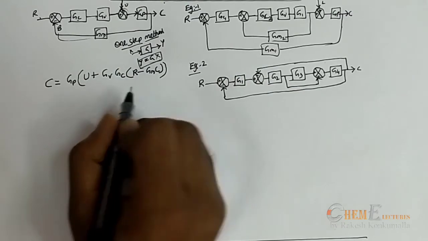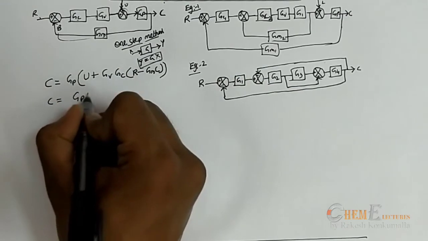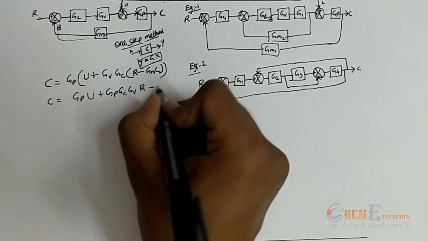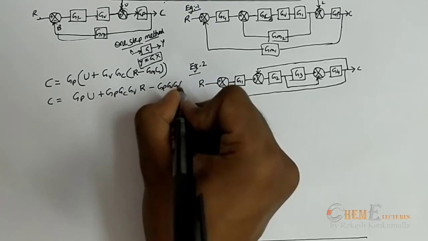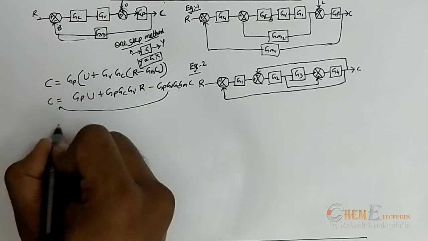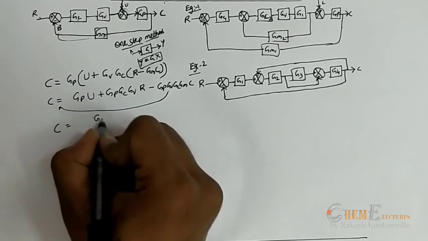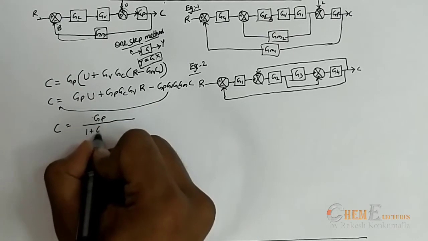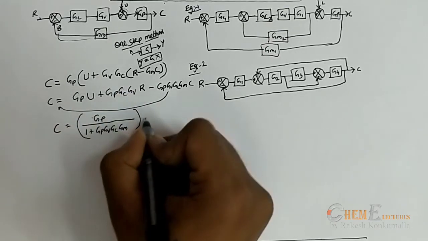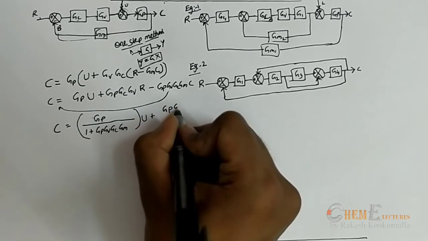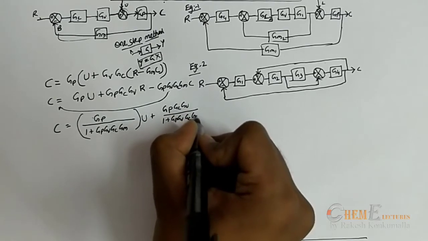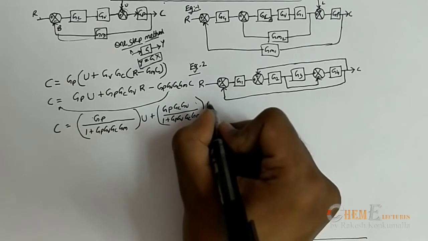Now the only thing you need to do is sort it out. C is equal to GP U plus GP GC GV R minus GP GV GC GM into C. So take this C term to the left hand side. So C is equal to GP by 1 plus GP GV GC GM into U plus GP GC GV by 1 plus GP GV GC GM into R.